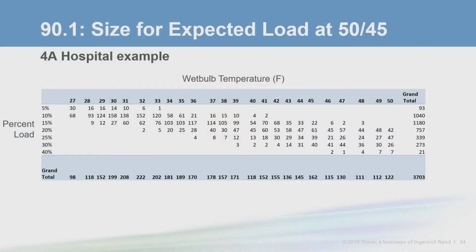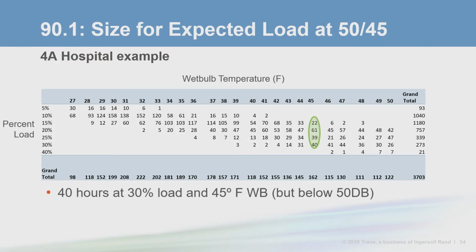Here's that same 4A hospital with the hourly results translated into a pivot table. The rows are the percent load, and the columns are the wet bulb temperature. I'm showing wet bulb temperatures between 27 and 50. Now, the data in the intersections of load and wet bulb are the number of hours with that combination. So I'm looking for the expected load at 45 wet bulb in this chart, anywhere from 15 to 30%.